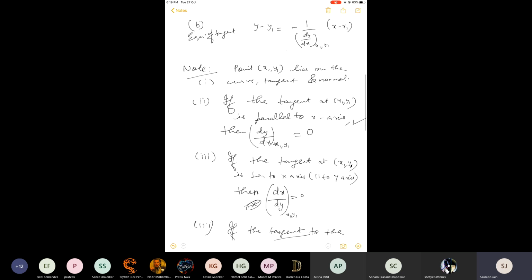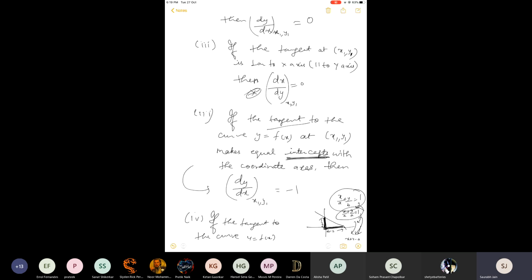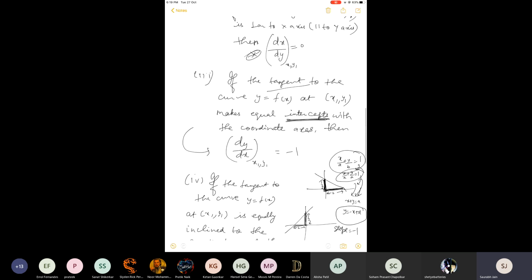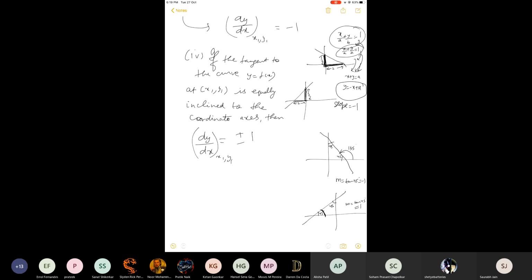Tangent is parallel to the x-axis, dy by dx is 0. Tangent parallel to the y-axis, dx by dy is 0. Tangent makes equal intercept with the coordinate axis, slope is minus 1. Tangent is equally inclined to the coordinate axis, slope is plus minus 1. So these points will help you in solving the questions.